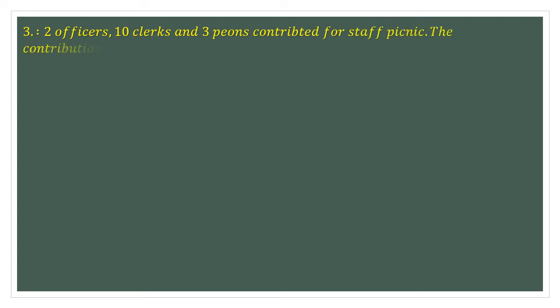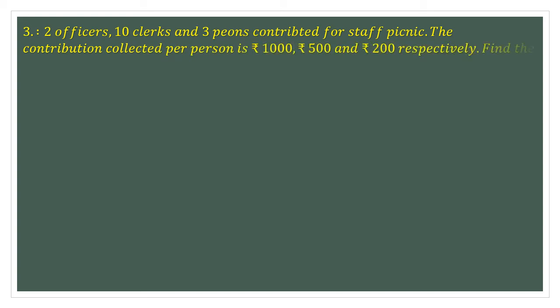Again moving on to the next sum. Question number 3. 2 officers, 10 clerks and 3 peons contributed for a staff picnic. The contribution collected per person is rupees 1000, rupees 500 and rupees 200 respectively. We have to find the mean contribution per person using weighted mean. Now, there are two things which you need to understand. The per person contribution is for officers rupees 1000, for clerks rupees 500 and for peons rupees 200.